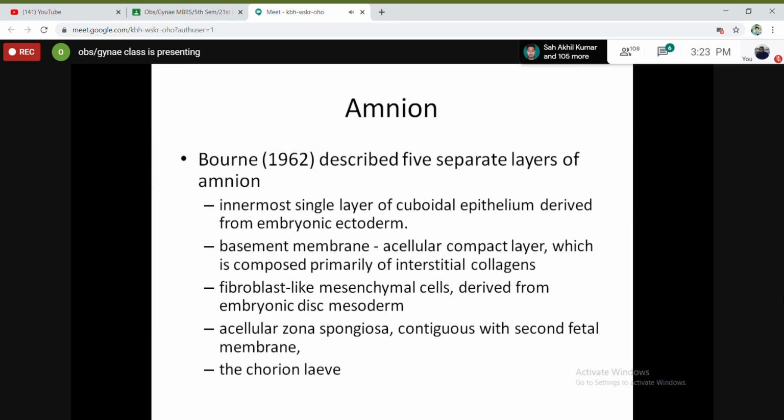Bourne in 1962 described five separate layers of the amnion. The innermost single layer of cuboidal epithelium is derived from the embryonic ectoderm. The basement membrane is an acellular compact layer which is primarily composed of interstitial collagen. Another is the fibroblast-like mesenchymal cells, which are derived from the embryonic disc mesoderm, and the acellular zona spongiosa, contiguous with the second fetal membrane, the chorionic leaf.